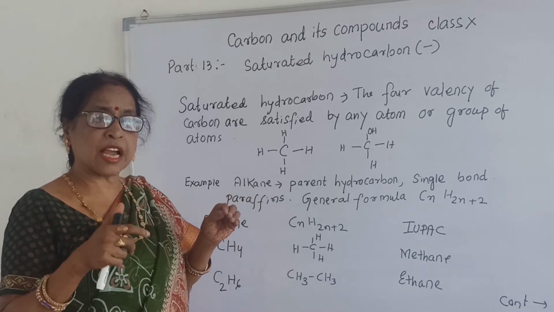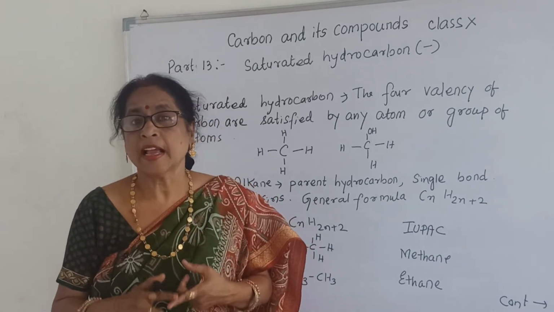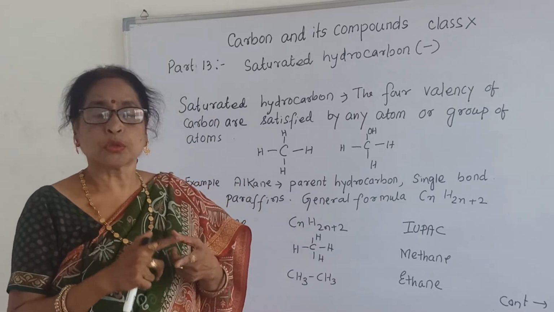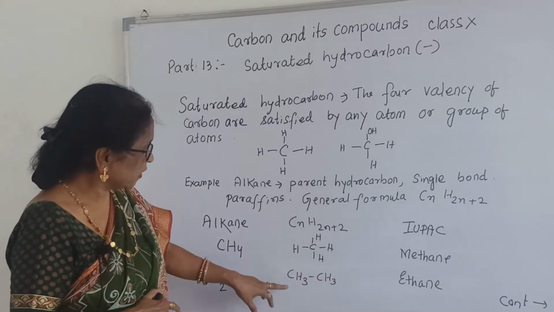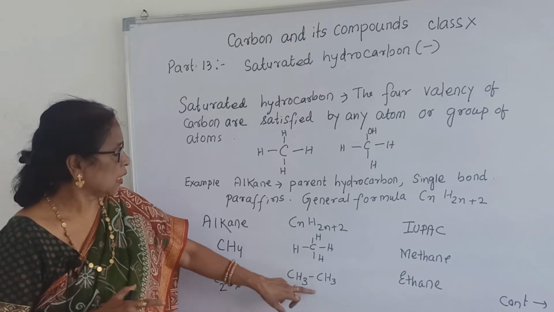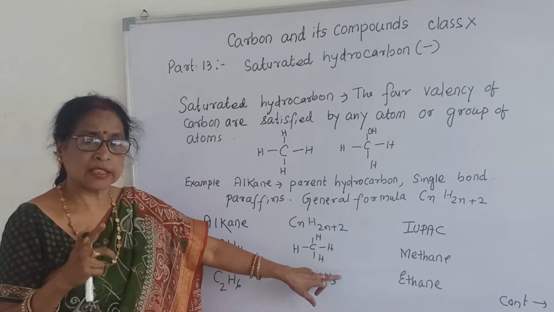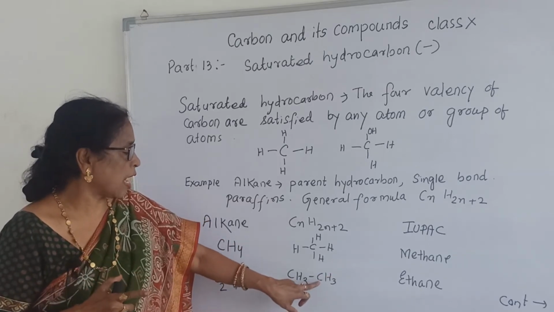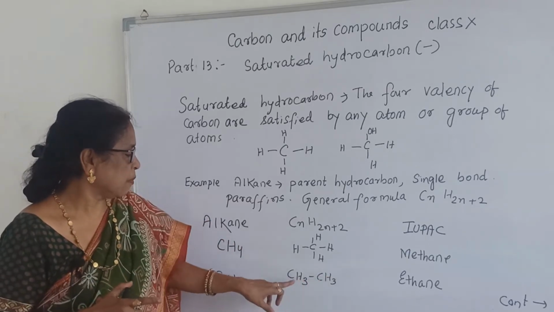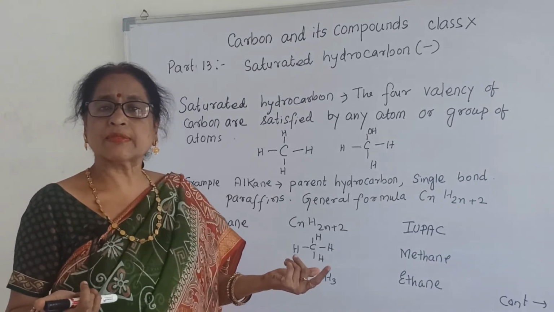Structure you write in such a way that carbon valency 4 should be satisfied. See here, CH3 means 3 hydrogens plus 1 bond, that is 4. For carbon you count this bond and the 3 hydrogens. So here it is satisfied.